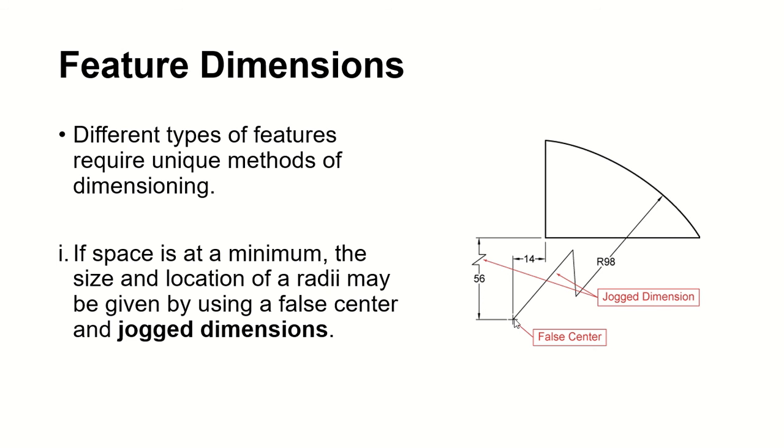Since this is a false center, you also have to jog the dimension from the center to this surface, which is your plane. Again, from the center to that surface, which is another second plane. So you have two planes and an arc, and that's a 14, and that's a 56. Of course, this is longer than that, but that's the way we jog and do a special dimensioning method.